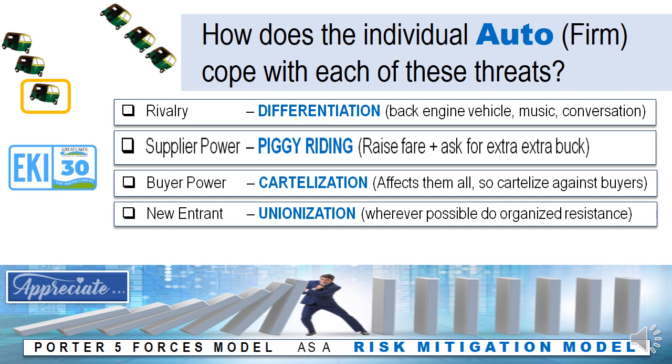The fourth one is the threat of new entrant. They would obviously use the power of unionization wherever possible to do an organized resistance to ensure that when there are n number of players already in the industry, I do not want player number n plus 1 to enter. The badges which are issued by taxi stands do exactly the same. In a given taxi stand, only this many number of taxis are permitted. The next one is not permitted.